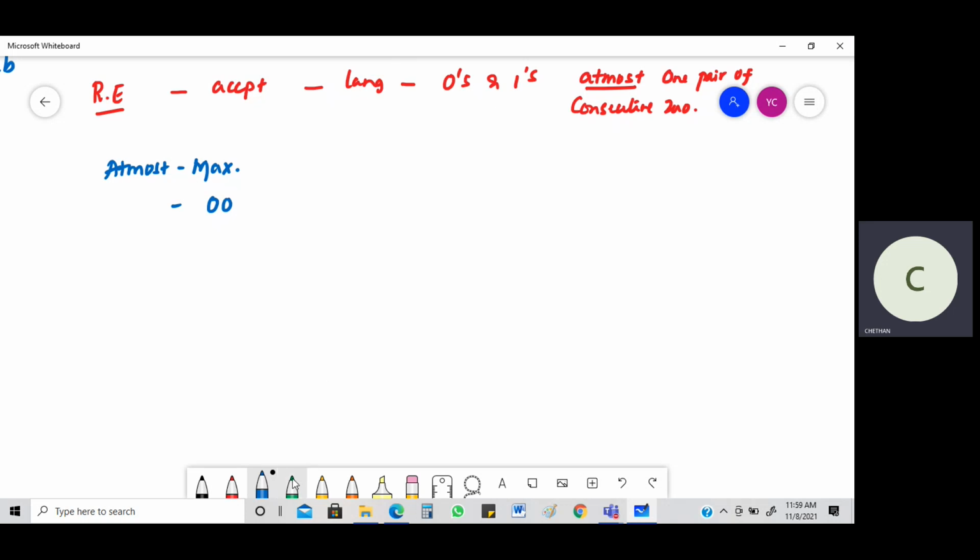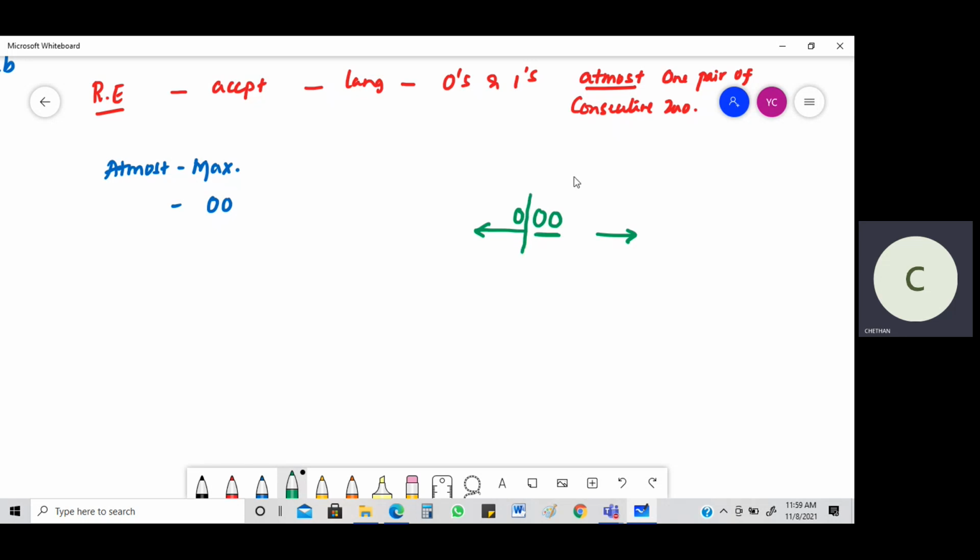How do you think your regular expression would be? The way of writing the regular expression is very simple. You need to have 00. Before that you can have anything, after that you can have anything, but these two zeros should be coming together. Okay, and you should not put one more zero here. No, that's not right, because it will become three consecutive zeros.